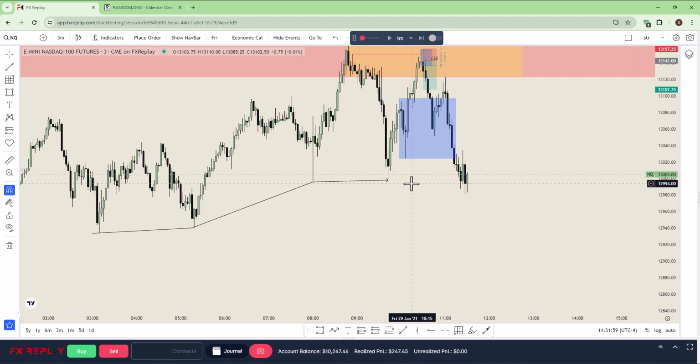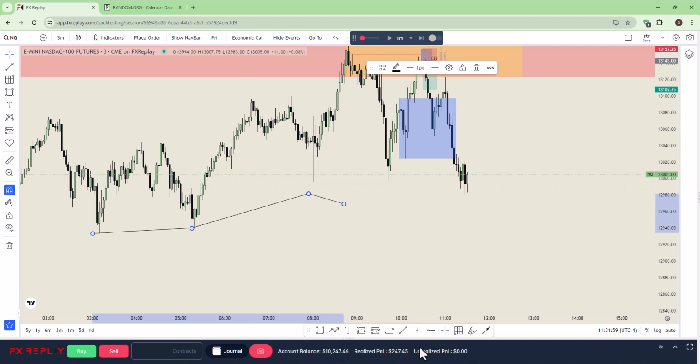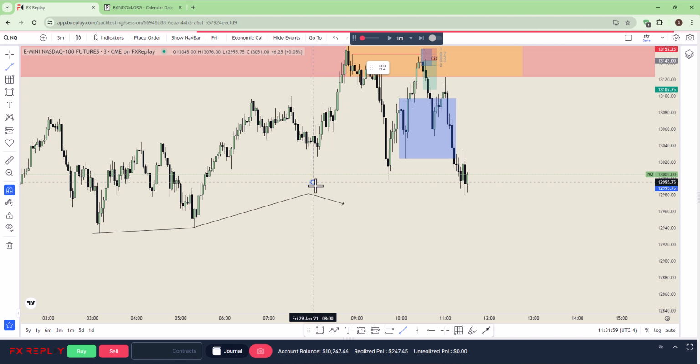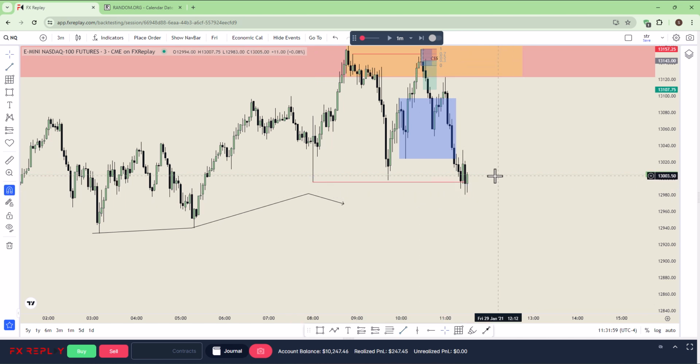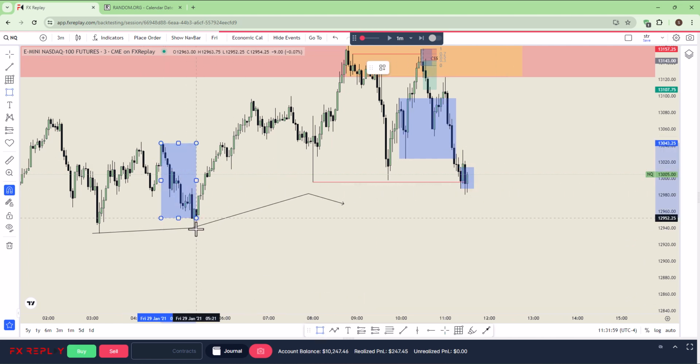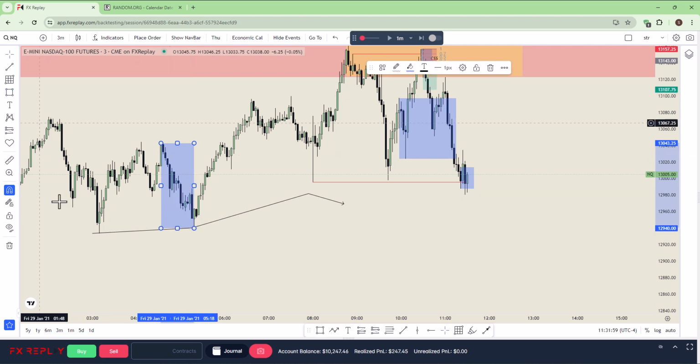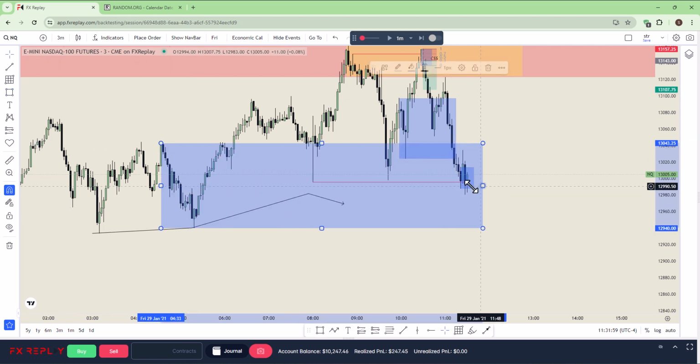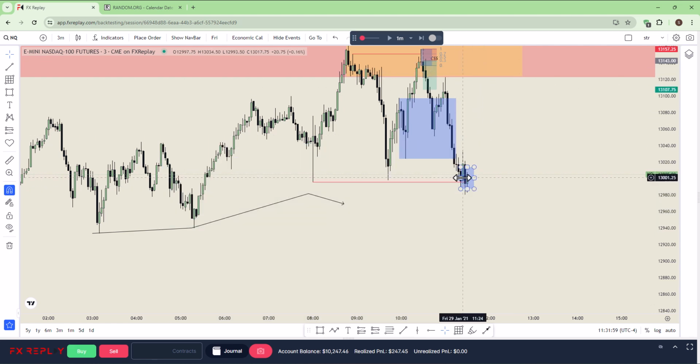All right, so for example, this is beautiful, right? So as you can see here, we have a sweep, right? And we have only the wick. And also, we have the CSS confirmation. And we are also inside the zone, which is this one right here, or this bigger one. And we tapped into the 50% of it. But as you can see, the model failed right here.